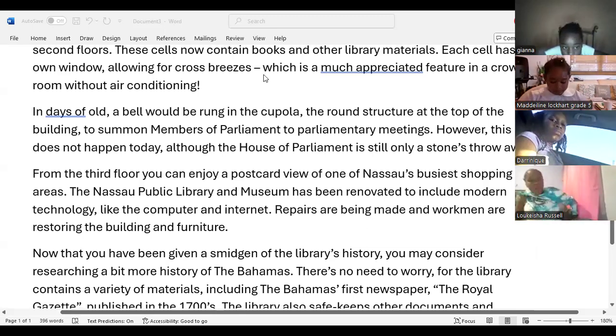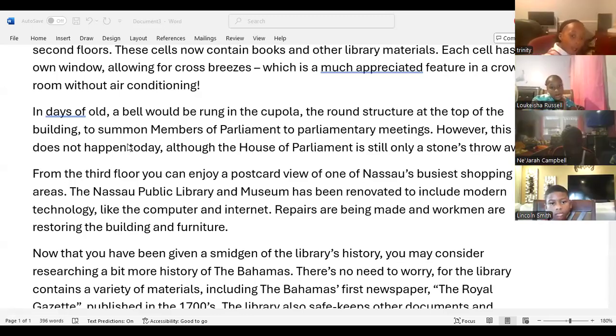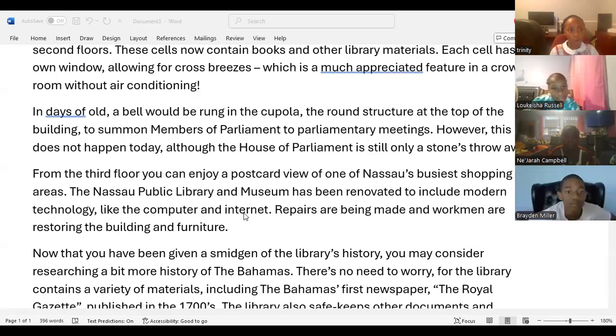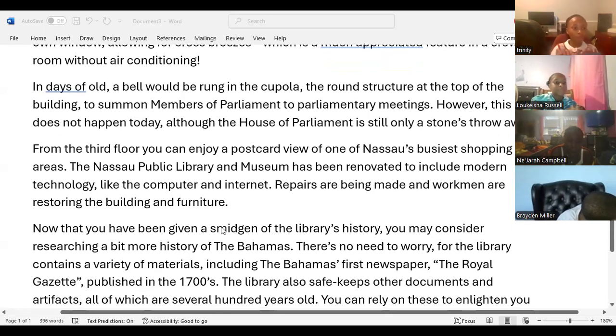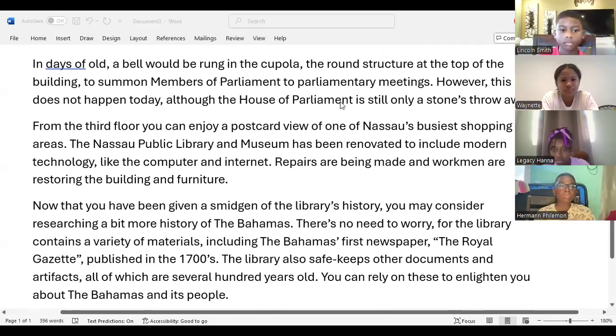From the 3rd floor, you can enjoy a postcard view of one of Nassau's busiest shopping areas. The Nassau Public Library and Museum has been renovated to include modern technology, like the computer and net. Repairs are being made and workmen are restoring the building and furniture.